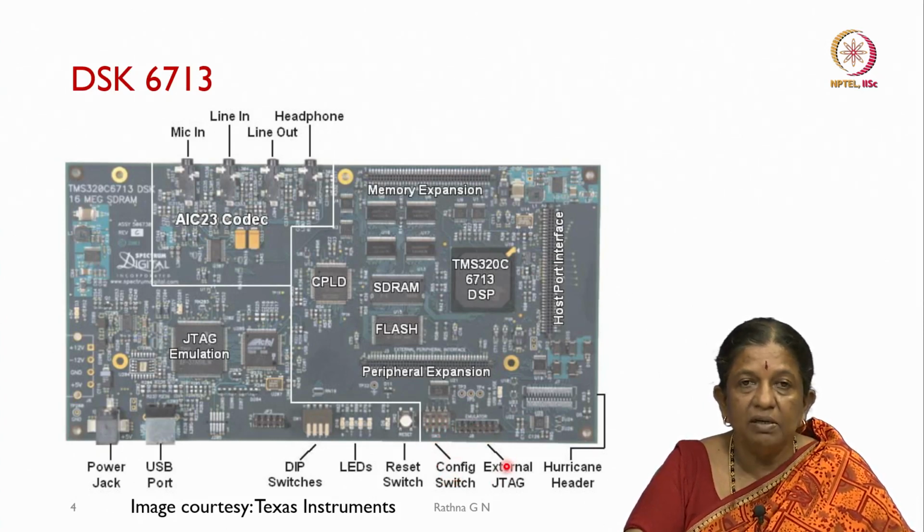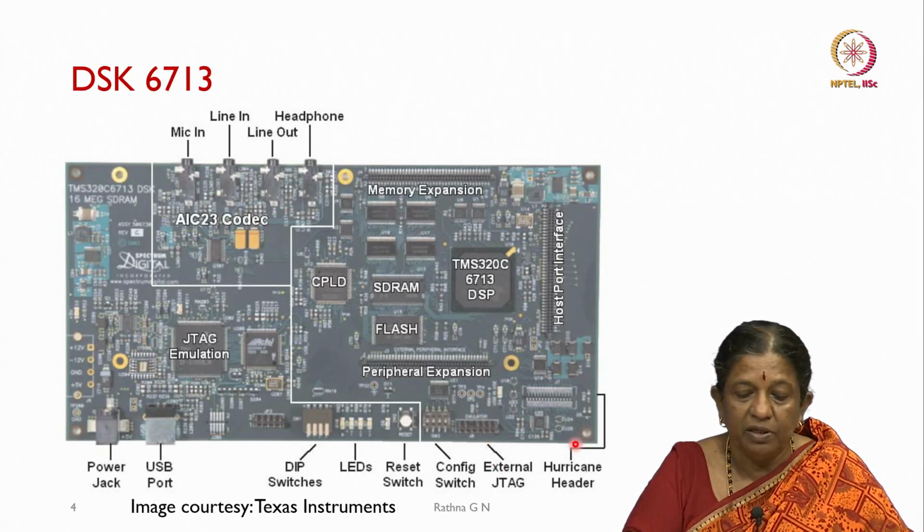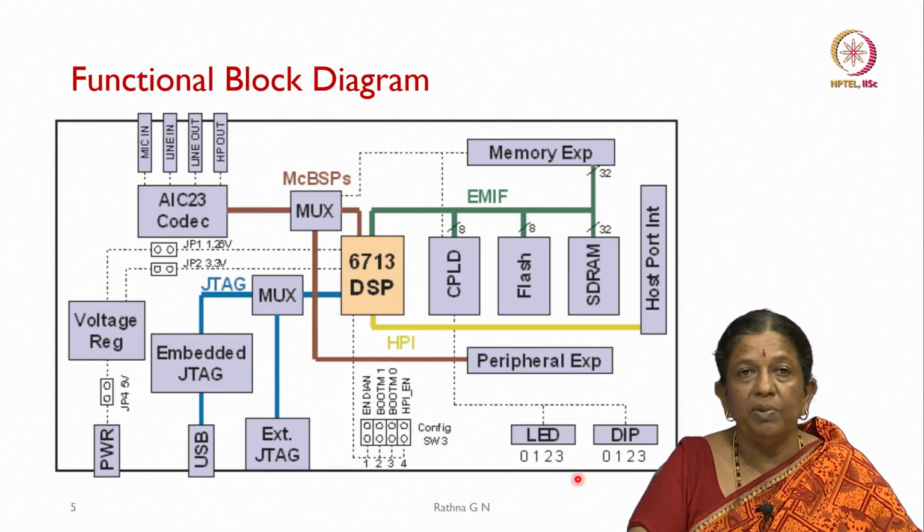And we have the external JTAG interface also, which can be used for more debugging and to go deep into the in-circuit debugging part of it. And this is what they call the hurricane header that is available.